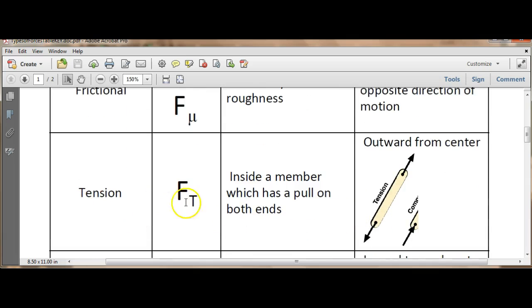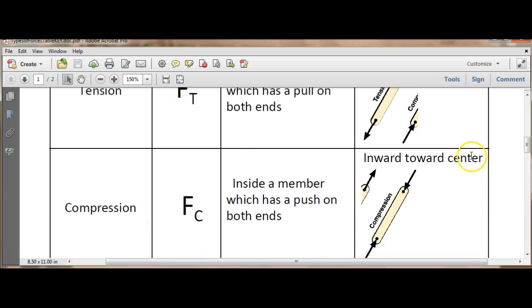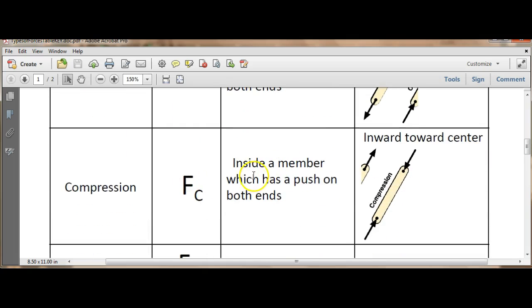Tension, Ft, and it's something that's inside the member. So like this is a member, it's a little piece here, and tension is inside here, and it happens when there's a pull on both ends. So both ends are going out, and that causes tension here in the middle. And the direction of it is outward from the center. The opposite of that is compression, Fc. It's inside a member here when there's a push going in on both sides, and it's always in toward the center.